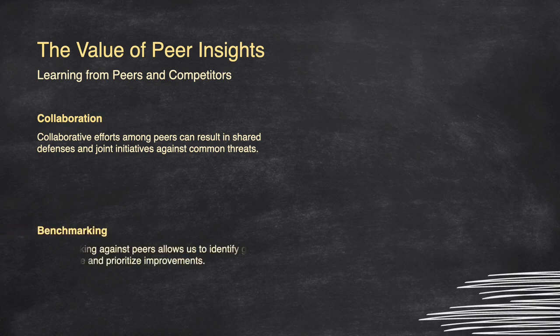Next, about the benchmarking. Friends, benchmarking against peers enables organizations to identify gaps in their risk posture and prioritize improvement effectively. And by comparing their risk management practices, cybersecurity measures, and performance metrics to industry peers, organizations can gain valuable insight into areas of strength and weaknesses. And this process highlights opportunities for enhancement and provides benchmarks for measuring progress over time.